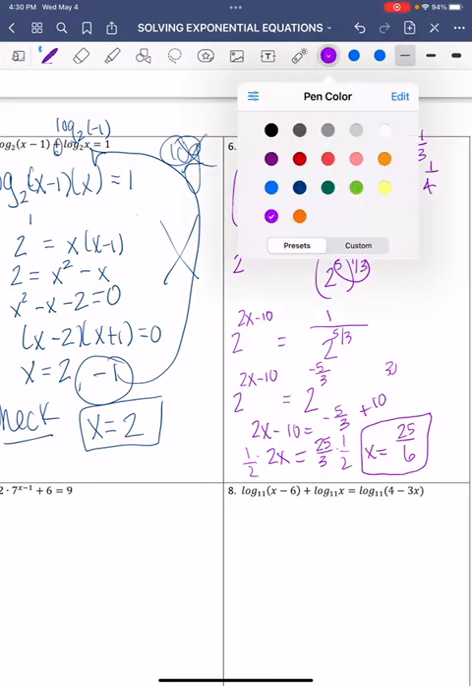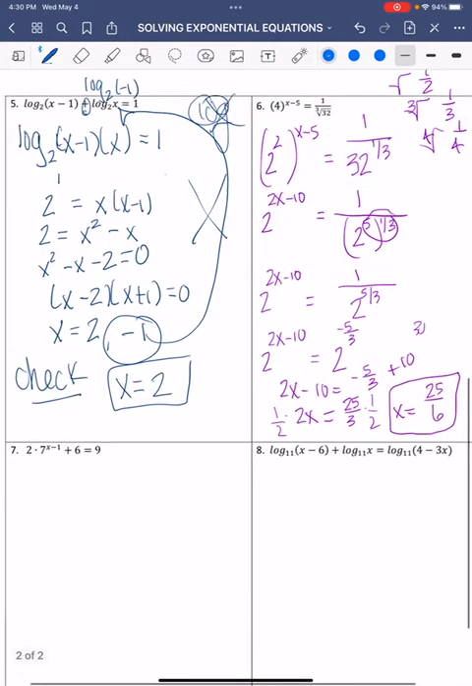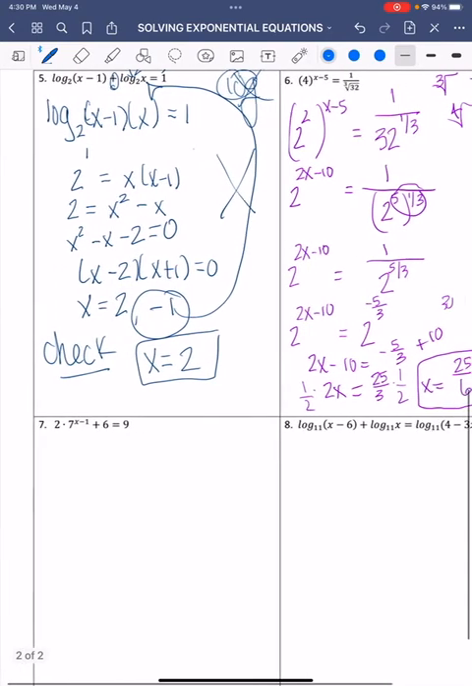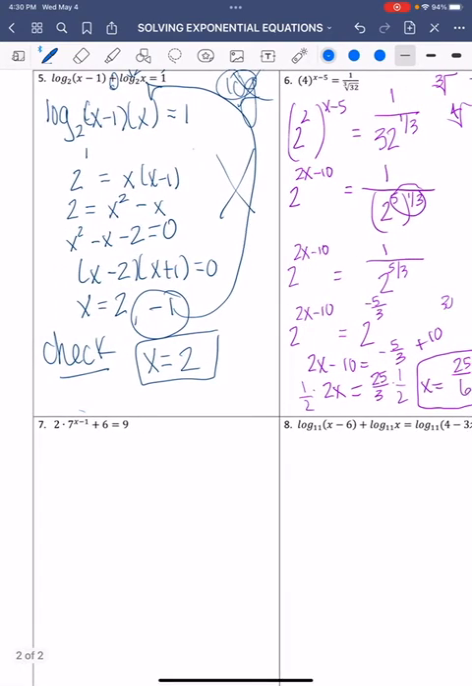Okay, let's move it right along. Okay, number 7. We have to isolate 7 to the x minus 1. Subtract 6. And by the way, that's not 14. This is not 14 to the x minus 1. Subtract 6. Divide by 2.